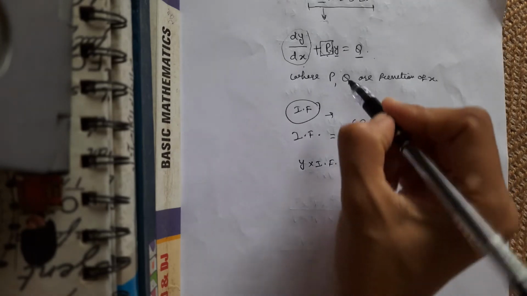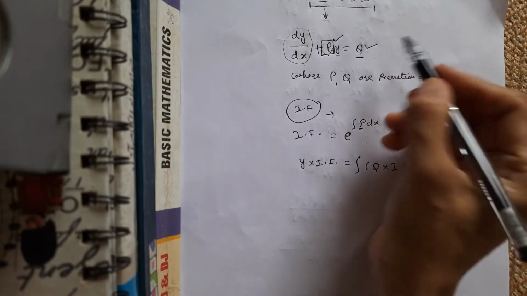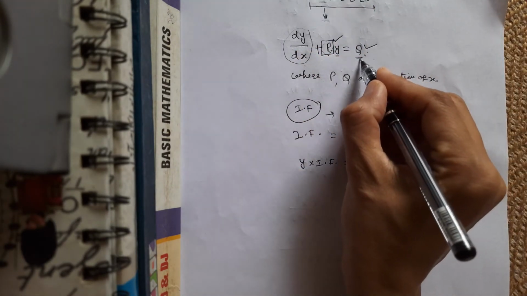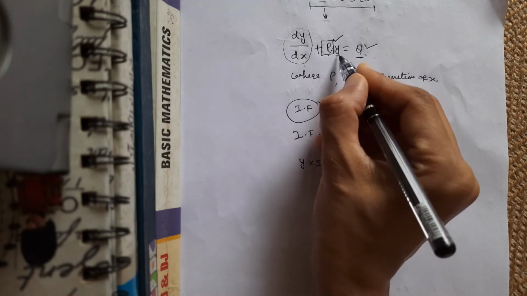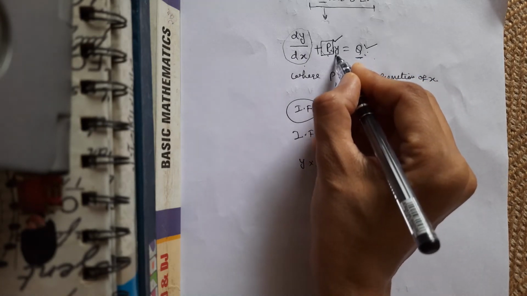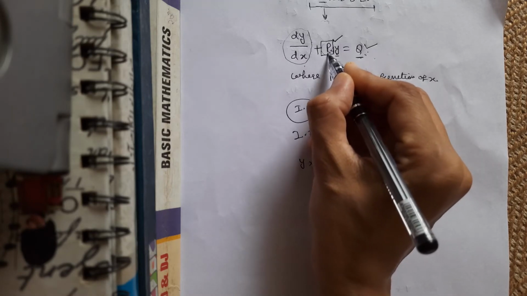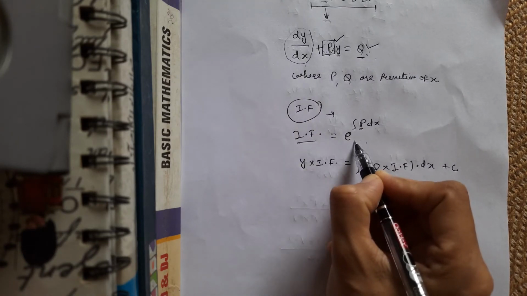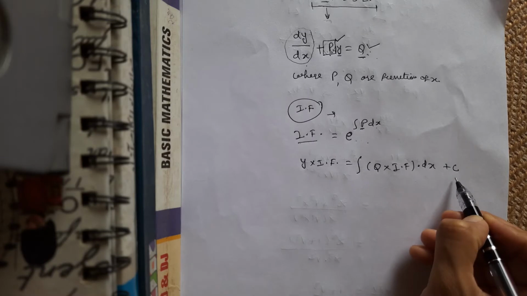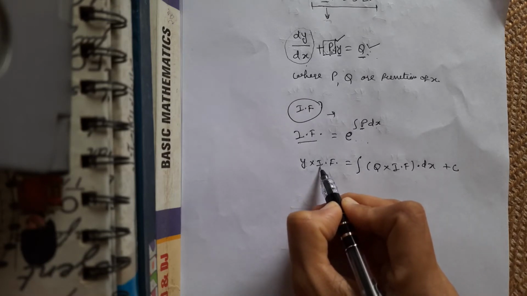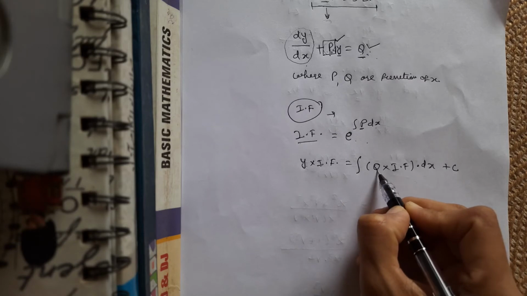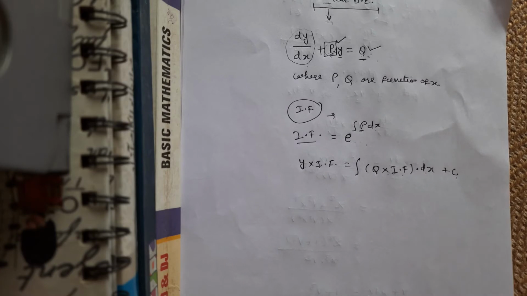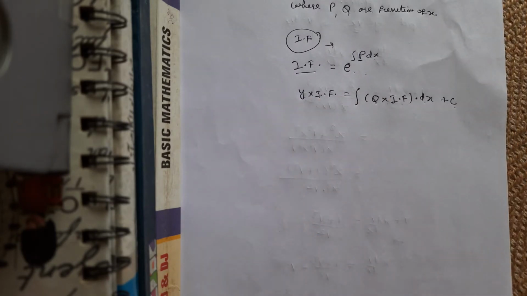So first you need to identify the values of p and q. Q is on the other side, whatever value is given on the other side, that is q. Whatever is the multiplication or coefficient of y, this is your p. Identify p and q, find the integrating factor using this formula, and your solution is in this form: y multiplied by integrating factor equals integration of q multiplied by integrating factor into dx plus c. That's how we solve the linear differential equation.